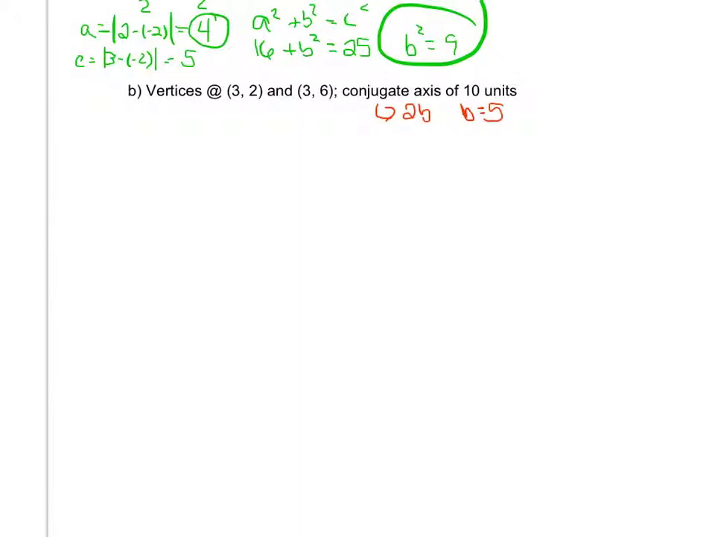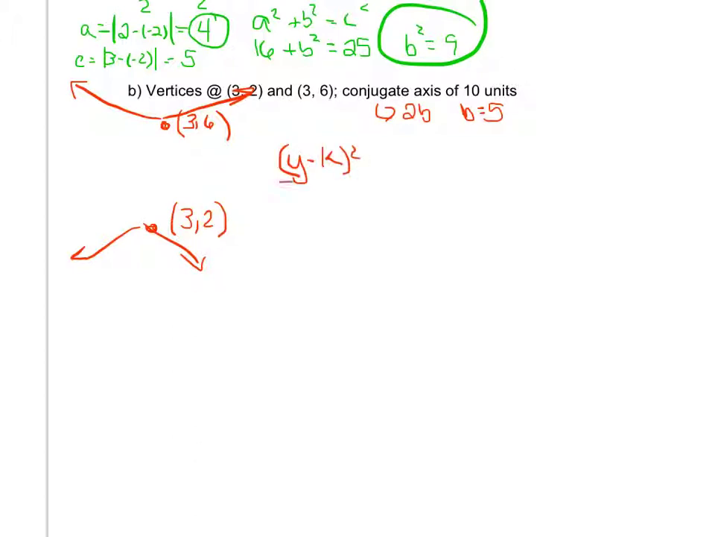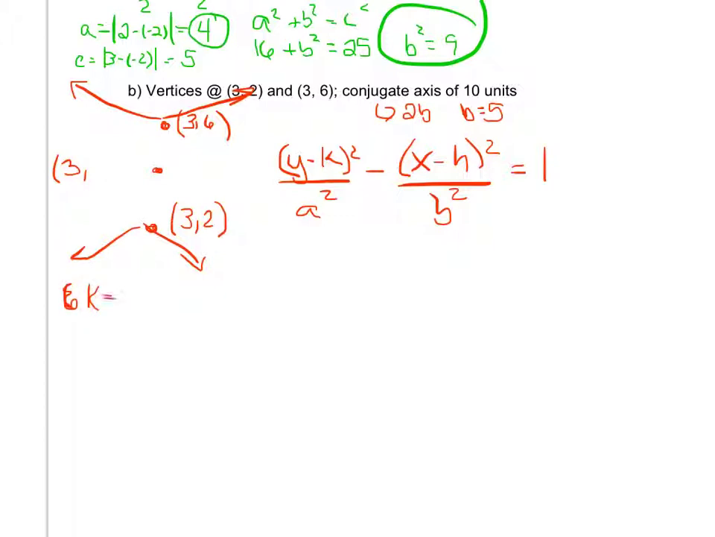I'm also going to go ahead and plot my vertices. So I'm going to go forward 3 and up 2 and forward 3 and up 6. So my vertices are showing me that once again, I'm going to have y squared coming first. So there's a general form of my equation. I'll start by finding my center. It again is going to have a common h value. It lines up. I can find the midpoint. So k equals 6 plus 2 divided by 2. So I get 8 over 2 or 4.